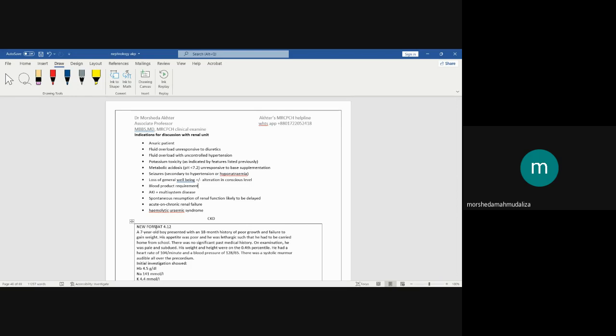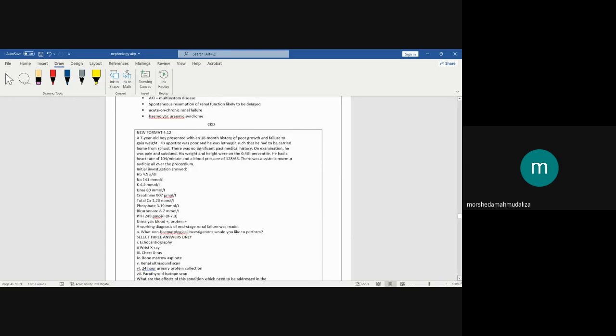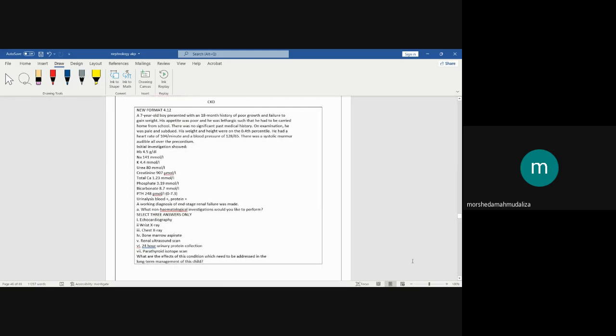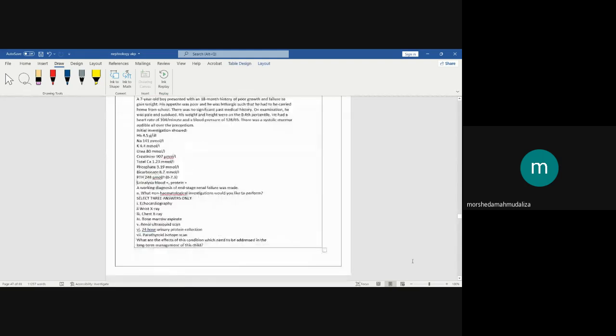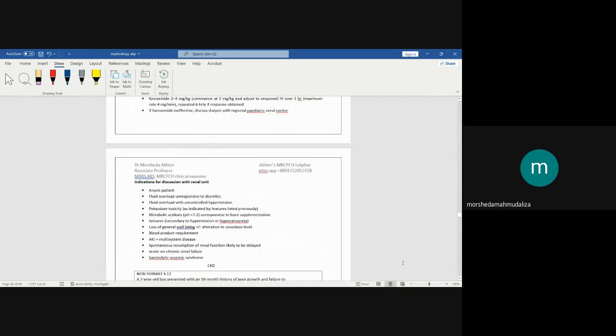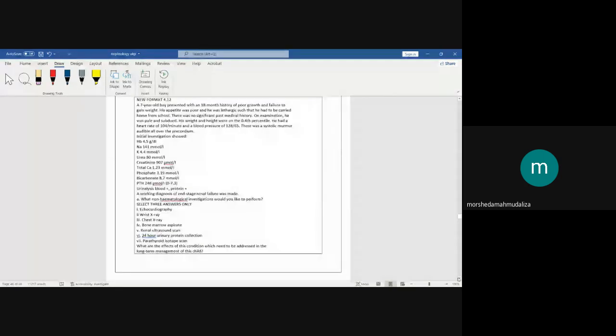Or if you think it is CKD, then also you have to refer. There are some CKD related questions in the AKP. You do not get any questions on this in the part 1 exam, so here you can get it. And these questions are very typical. CKD related questions are very typical. You see the seven-year new format case.